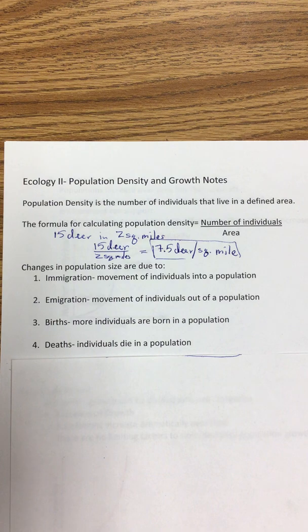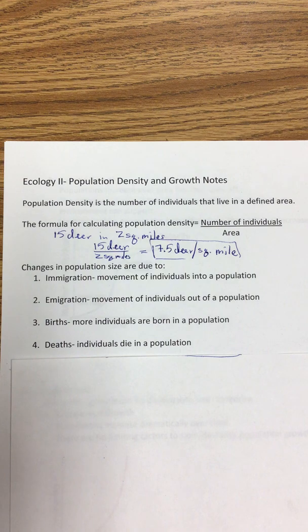And if you have people moving into a population, then you have to have them leaving a certain area. So emigration is the movement of individuals out of a population. So if they're leaving their country or leaving their area, that means the population is going to decrease. So where are those people coming from? That means they are emigrating.